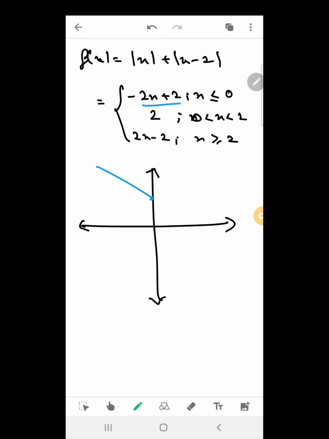This is, say, your y equals 2 line. Clear? And below you have x equals 2. From x equals 2 you have a graph like this, clear? This is y equals 2x minus 2, because if you extend this backwards, it will intersect at y equals minus 2.